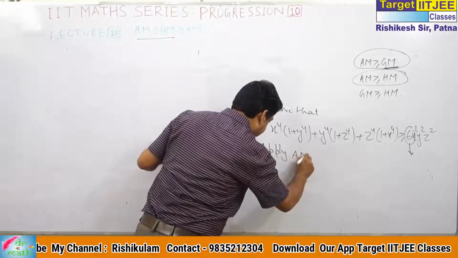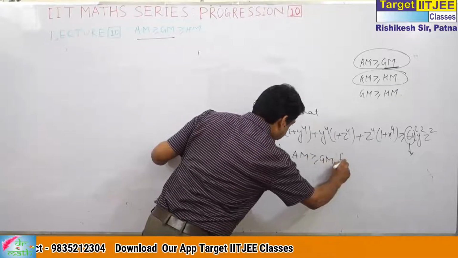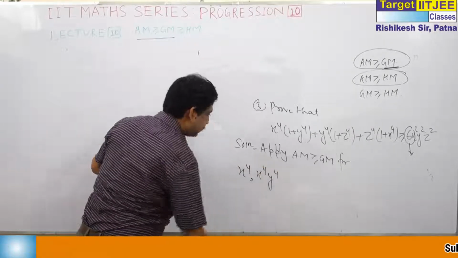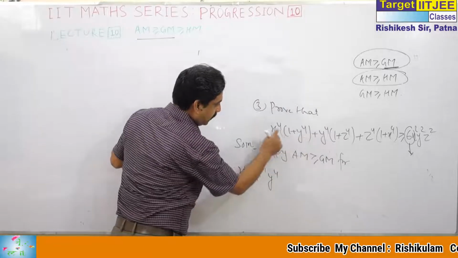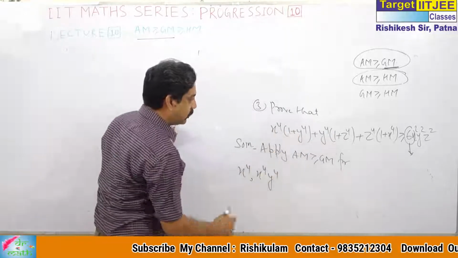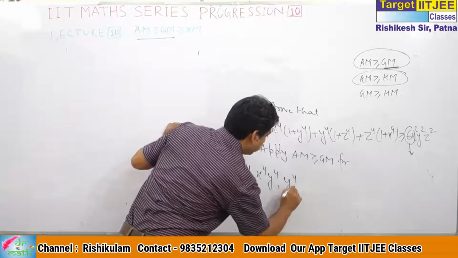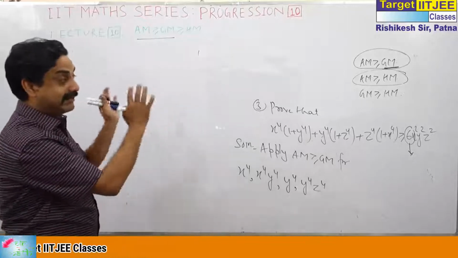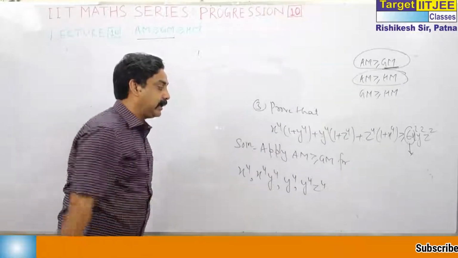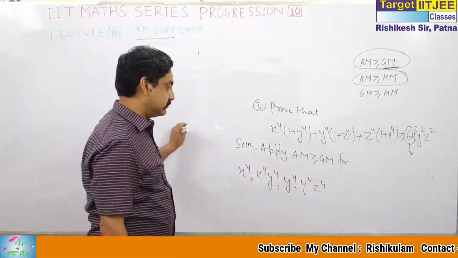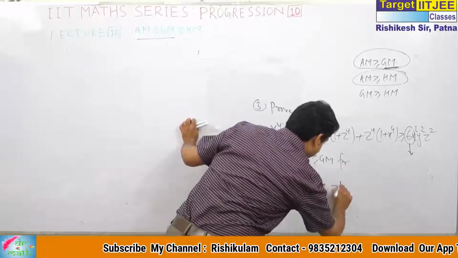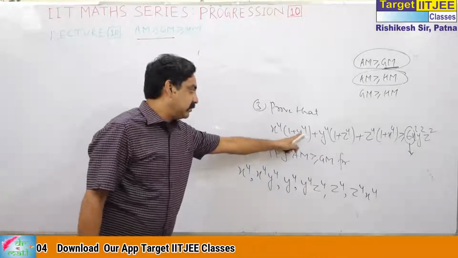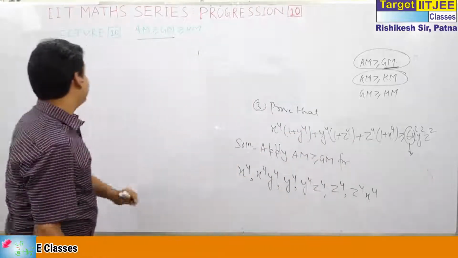Apply AM greater than or equal to GM for x to the power 4, x to the power 4 y. Actually I am creating two quantities from here: x to the power 4, x to the power 4 into y to the power 4, y to the power 4, y to the power 4 into z to the power 4, again two quantities. Actually the right hand side consists of 6 algebraic terms. When you multiply you get 6 algebraic terms. And this is again z to the power 4, z to the power 4, x to the power 4. Now nothing to discuss. Multiply this by this, this by this, this by this. There are 6 quantities that I have written.